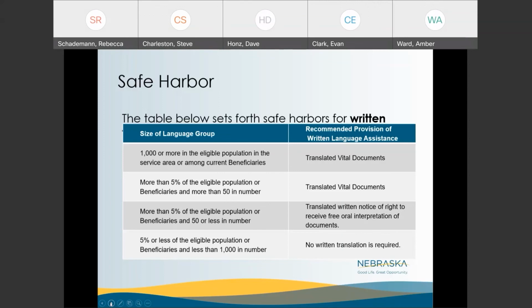More than 5% of the eligible population or beneficiaries and more than 50 in number, you need to translate vital documents. More than 5% of the eligible population or beneficiaries and 50 or less in number, we need to translate the written notice of right to receive free oral interpretation of documents. 5% or less of the eligible population or beneficiaries and less than 1,000 in number, no written translation is required. Next slide.